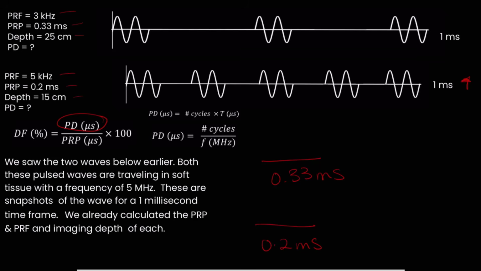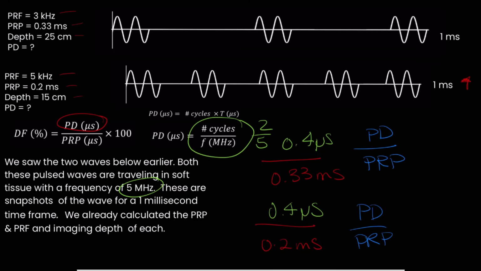If you stuck around from the last example, we calculated pulse duration using this formula, number of cycles divided by the frequency. We can count the number of cycles in each pulse to be 2, and we're told that the frequency is 5 megahertz. 2 divided by 5 equals 0.4 microseconds. But there's a really big red flag that we need to take care of. We do not have matching units for these values. So we either need to convert pulse duration to milliseconds, or we need to convert pulse repetition period to microseconds.